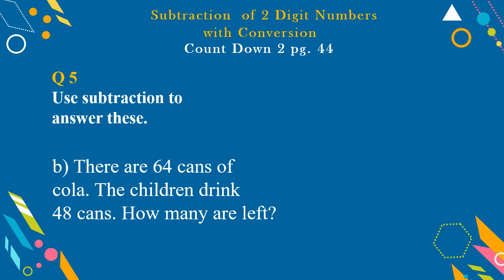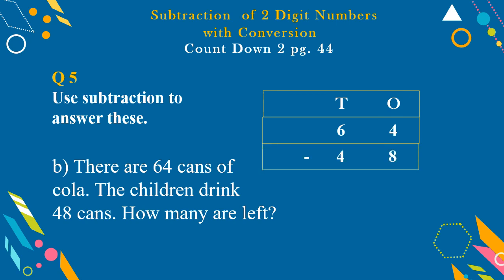In subtraction, the order of the numbers matters. So be careful while writing the numbers. We will write 64 on the top and 48 at the bottom. Now we start subtraction from the ones column. In the ones column, the top number is 4, which is less than the bottom number. So we will borrow 1 ten from the tens column.